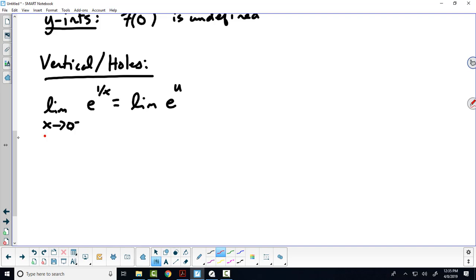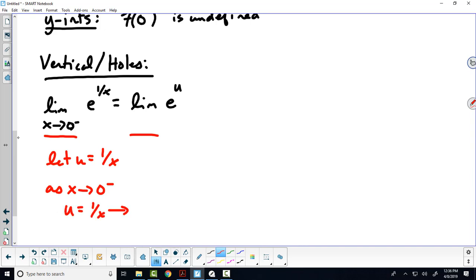But notice that my limiting variable is in terms of x. I now need to put it in terms of u. So let's see what we can do here. Our substitution is we let u equal 1 over x. So what do we see? As x approaches 0 from the left, what is u doing? Well, u equals 1 over x, so we've got 1 divided by an arbitrarily small but negative number. 1 over a small negative is approaching negative infinity.